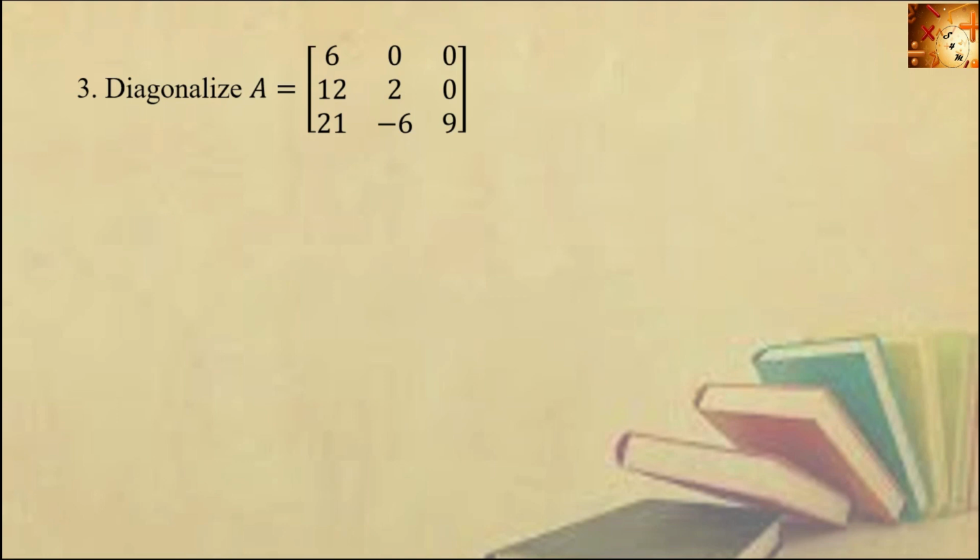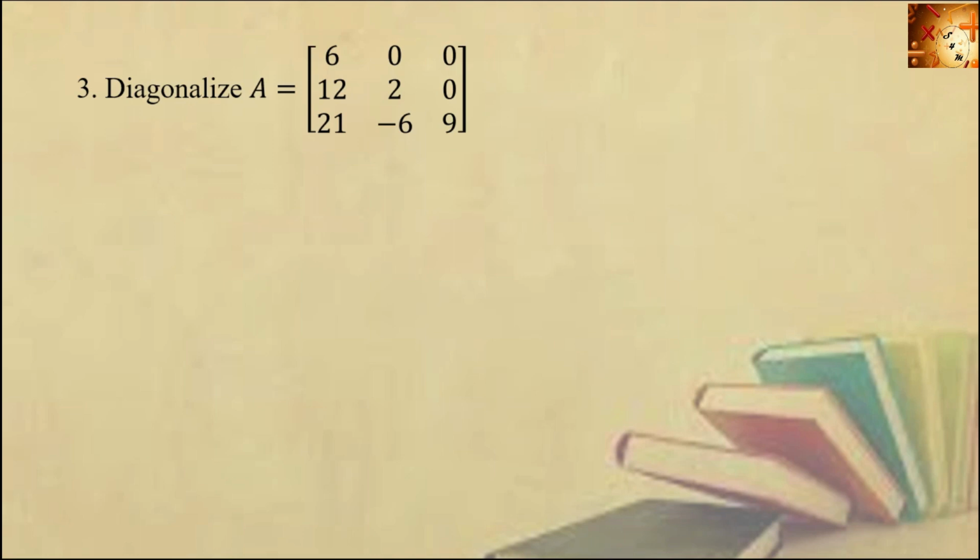In the last video, we discussed the diagonalization of symmetric matrices. Here I am going to discuss the diagonalization of non-symmetric matrices. This is the first problem. Diagonalize A equal to [6, 0, 0; 12, 2, 0; 21, -6, 9].